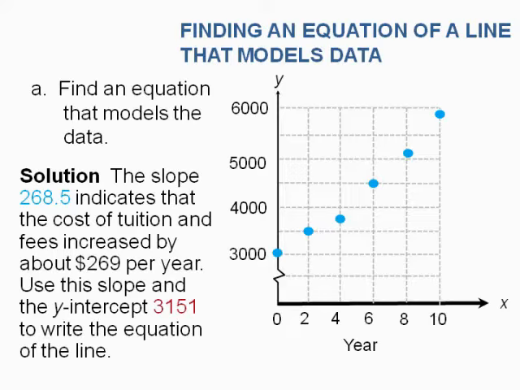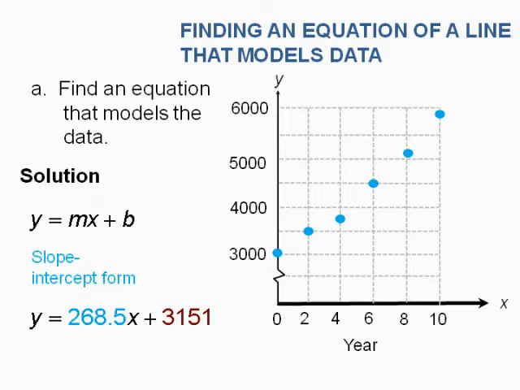Now it says the slope, 268.5, indicates the cost of tuition and fees increased by about $269 a year. So really I think they're talking about this model being the cost of tuition over a certain amount of time. It says use the slope and y-intercept of 3151 to write the equation of the line. If we know the slope and y-intercept, y equals mx plus b, plug it in, and we get y equals 268.5x plus 3151.